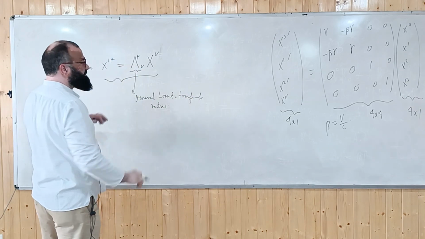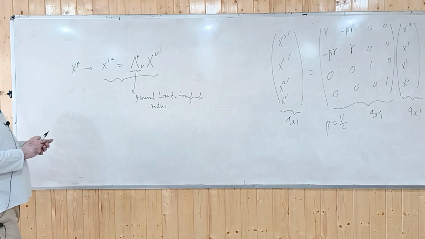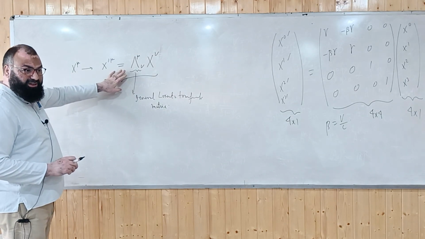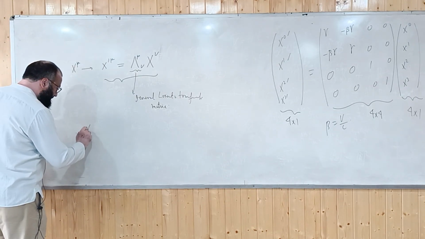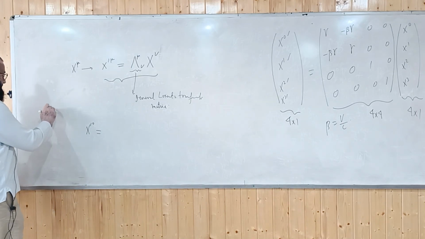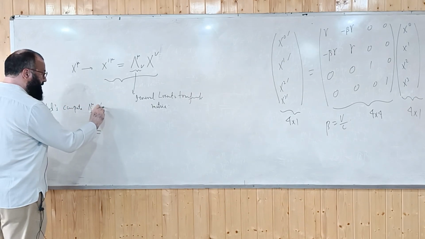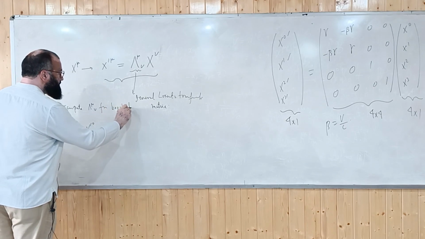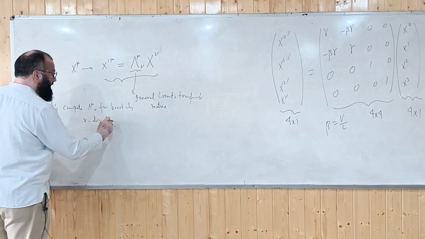Let's figure out what this lambda mu nu is for this kind of transformation. Everybody followed it? Yes. Any 4 vector will transform under a Lorentz transform this way. Remember this kind of equation. Let's compute lambda mu nu for a boost along the x direction.